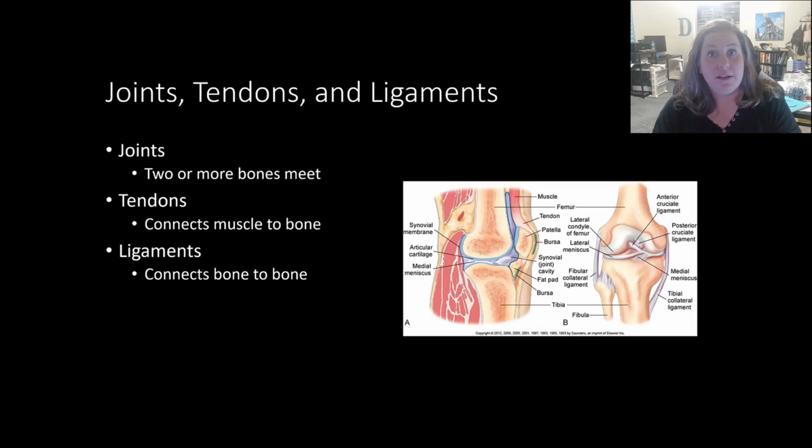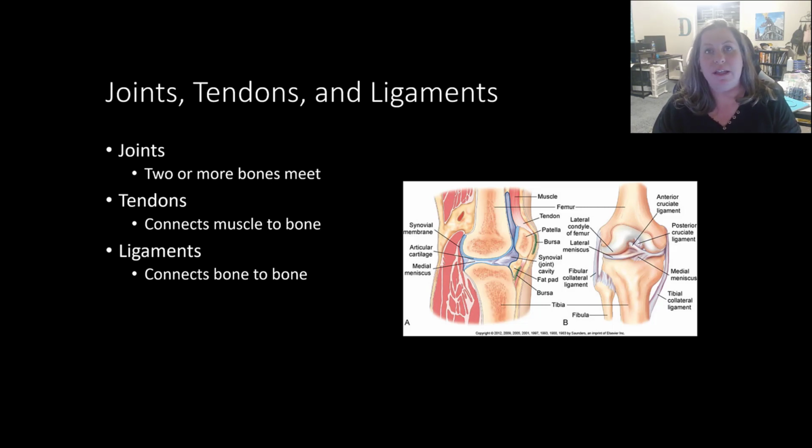All right, so let's switch gears a little bit and talk about joints. When we talk about joints, this is where bones come together. And a lot of times some of these joints are called synovial joints, meaning they have a special structure because they have a cavity around them. And it helps with movement, reducing friction, and all those types of things. So joints are where two bones meet.